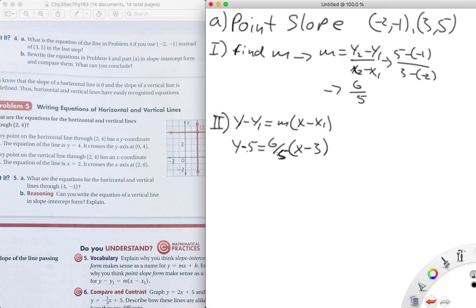So if I use that point, it would be my equation. I can have another version, and I can also use the other point, and I can say, if I wanted to, y plus 1 equals 6 fifths x plus 2. And this would be equally valid. These two would be the same slope.